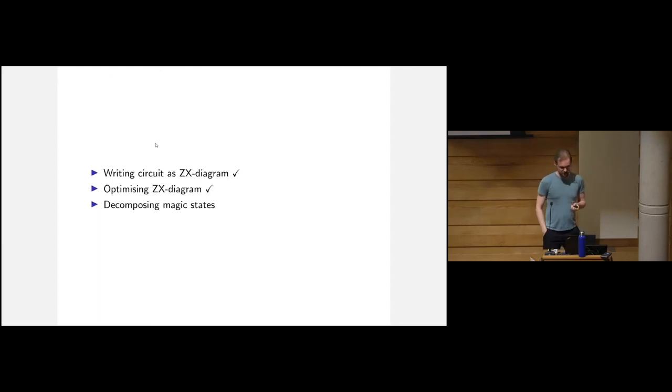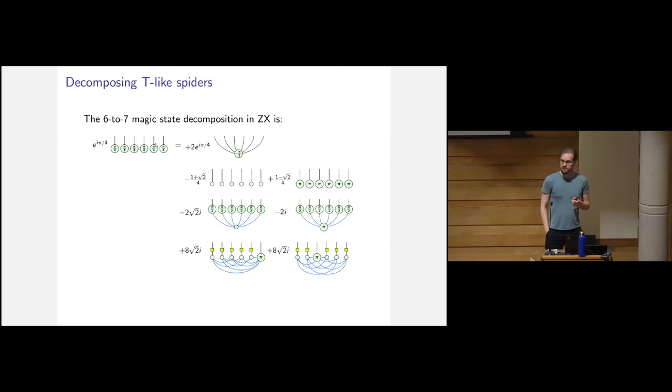OK, so that's optimizing ZX diagrams. Now the final part, decomposing magic states. This is the thing we used in the first paper, which I alluded to earlier, the Bravyi-Smith-Smolin decomposition. On the left side, we have six T magic states, so six spiders with a pi over four phase. On the right-hand side, we have seven terms. This is a sum of diagrams, where each of the diagrams has a Clifford phase, so a multiple of pi over two. So we can exchange these six T spiders for a sum of seven diagrams, which are now more Clifford.